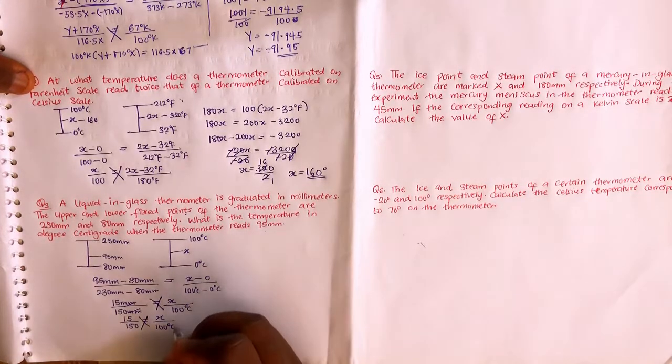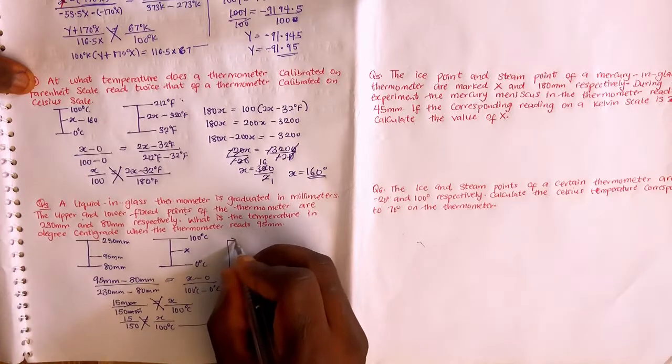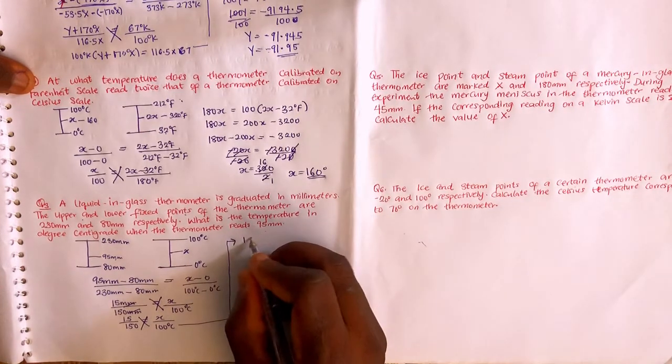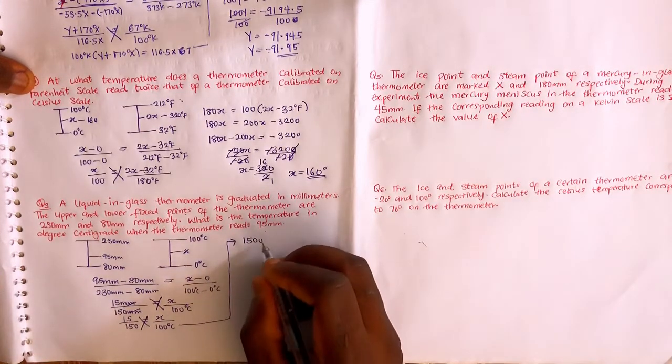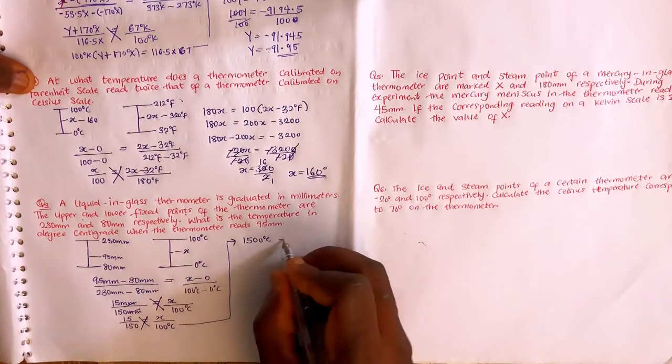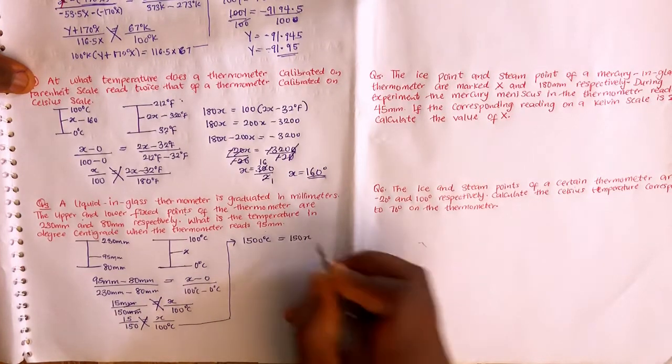I'll be having that's 1500 degrees C equals 150 X. Can you see this now?